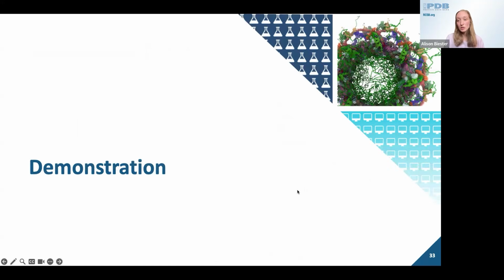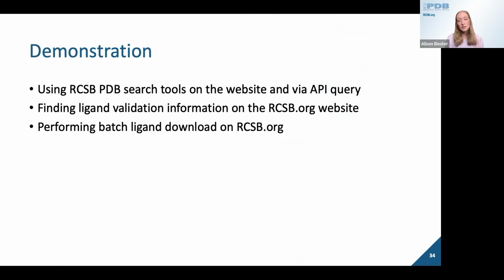Now, we'll move into the demonstration portion of the webinar. In this demonstration, I'll briefly demonstrate how to use RCSB PDB search tools on the website and via API query. Then I'll show how to find ligand validation information on the rcsb.org website. And finally, I'll demonstrate a batch ligand download on rcsb.org.